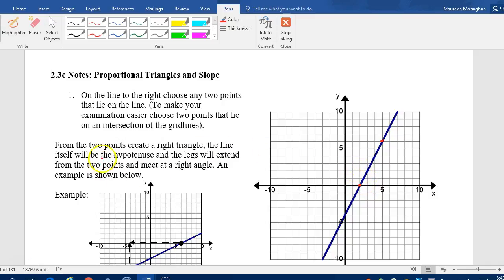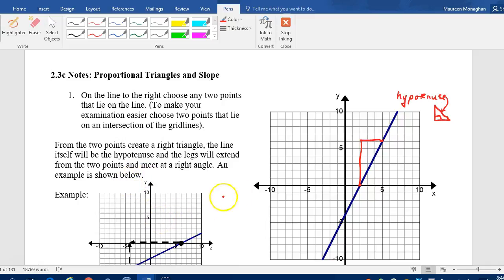From the 2 points, create a right triangle. The line itself will be the hypotenuse. So this line here is called a hypotenuse, and that's the longest line of a right triangle. If this is a right triangle, the hypotenuse is always the longest side. So we're going to connect these 2 so they form a right triangle. All right, we did that.